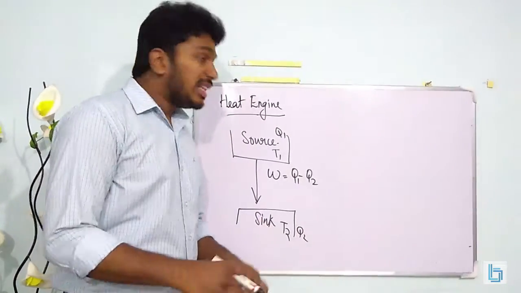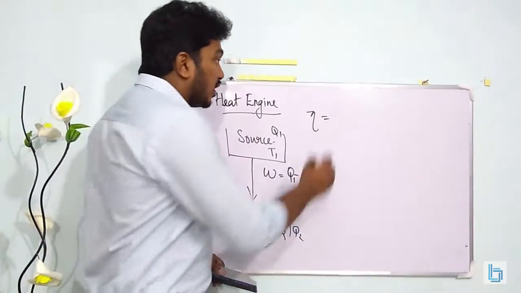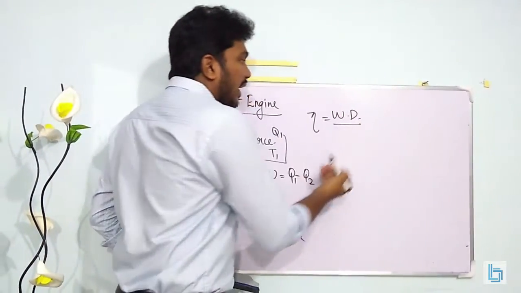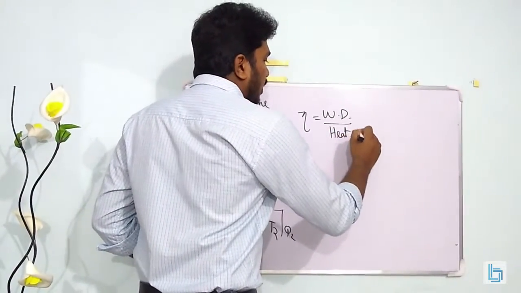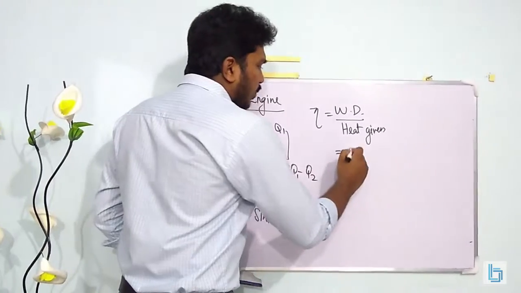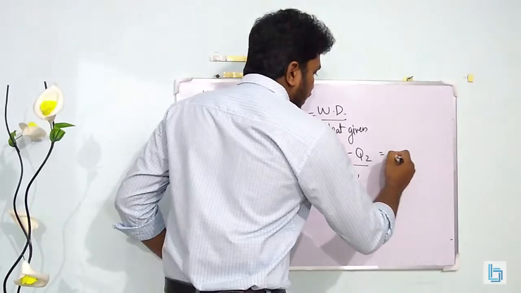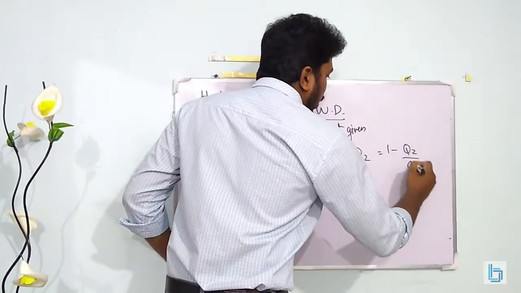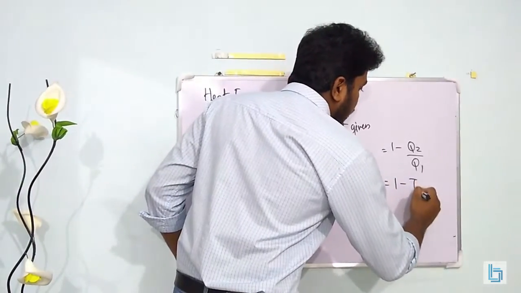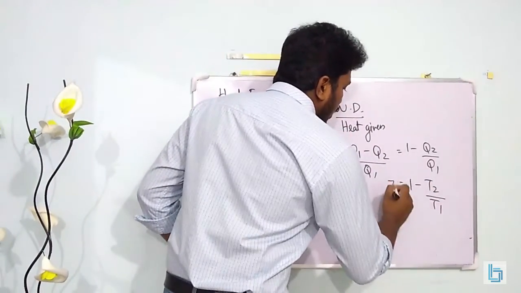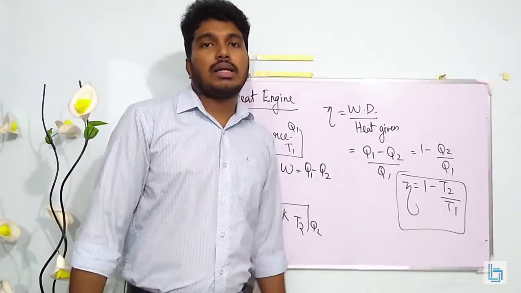So we can define the efficiency of a heat engine like this. Efficiency is equal to the work done by the quantity of heat supplied, or the heat given. This is equal to Q1 minus Q2 divided by Q1, or this is equal to 1 minus Q2 by Q1. Or we can also write it like this: 1 minus T2 by T1. So the efficiency of the heat engine is given by 1 minus T2 by T1.